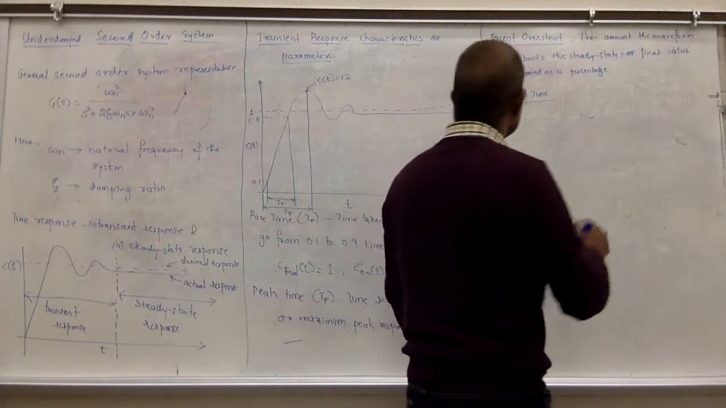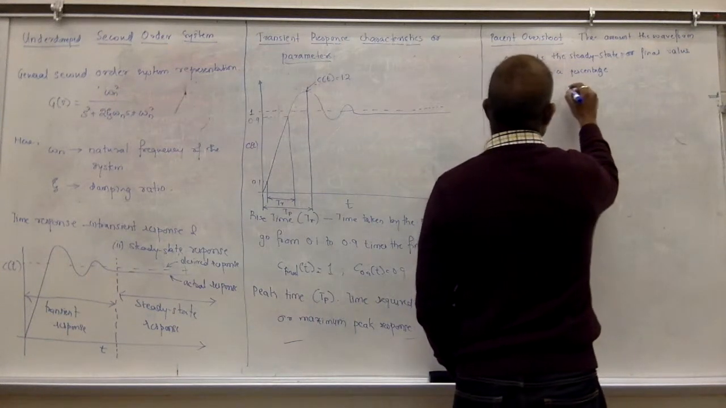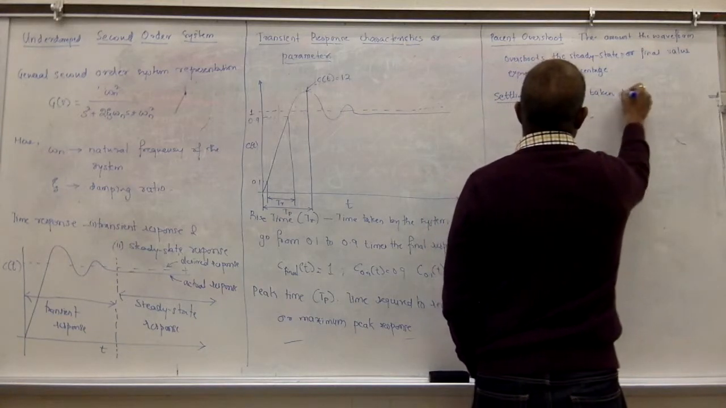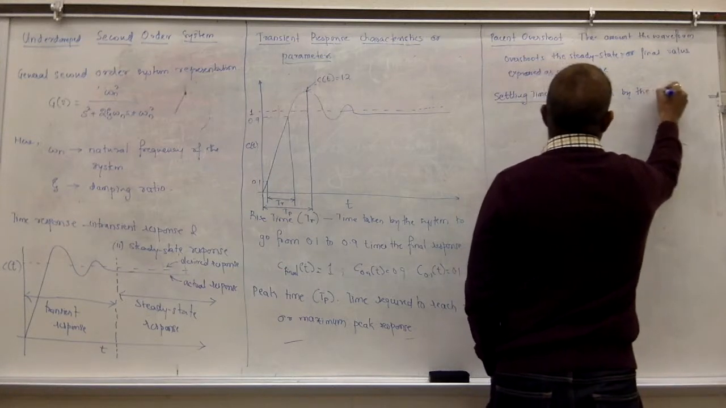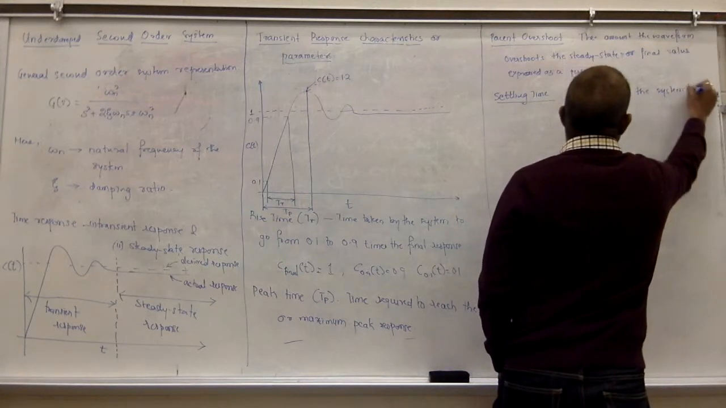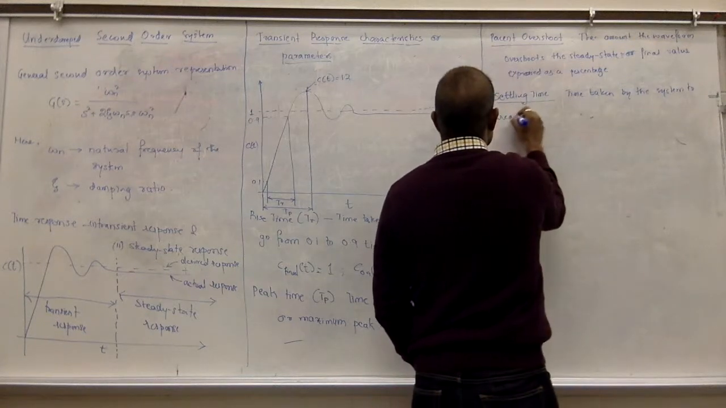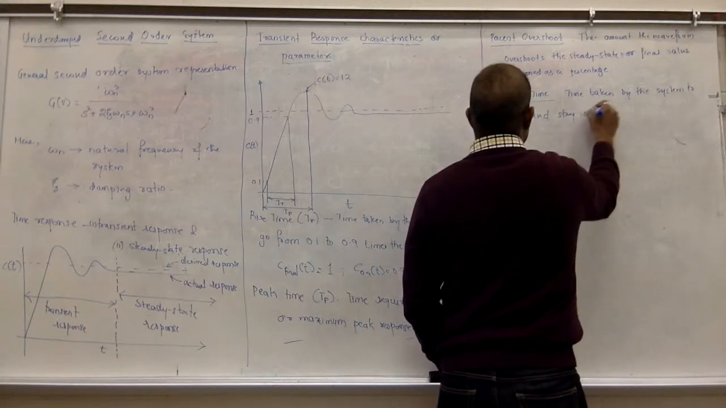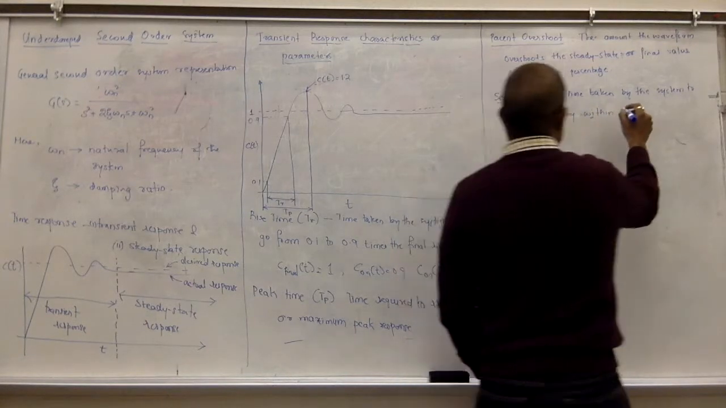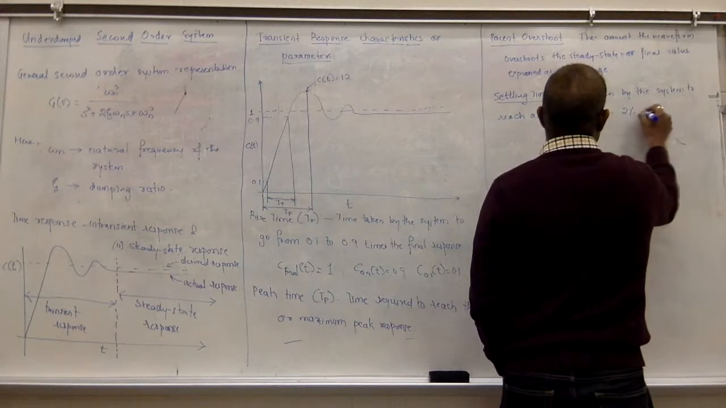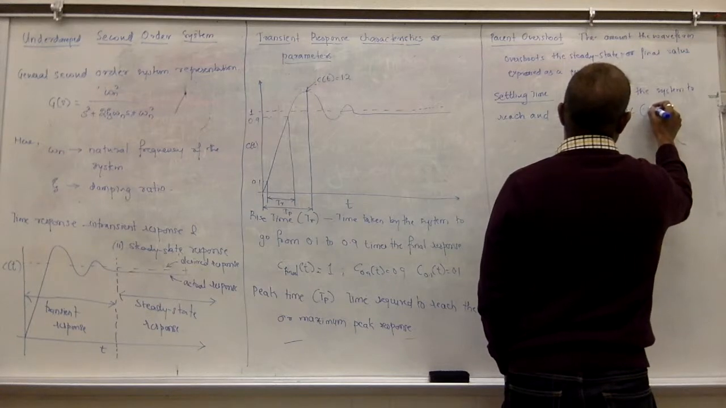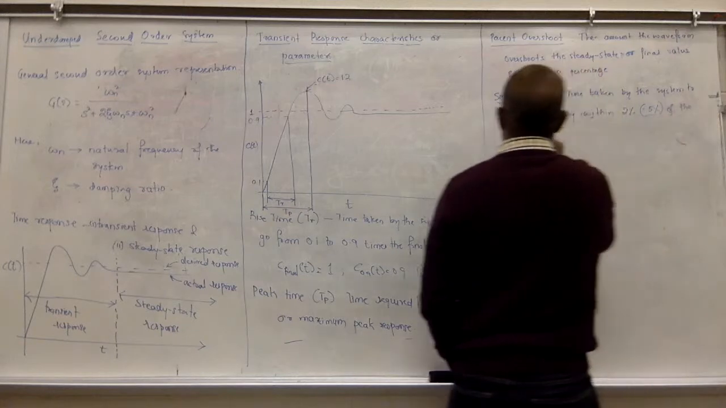Okay, so settling time again has a similar definition. It's simply the time taken by the system to reach and stay within 2% of the final value. You can change this value as per your convenience. You can even say 5% of the final value.